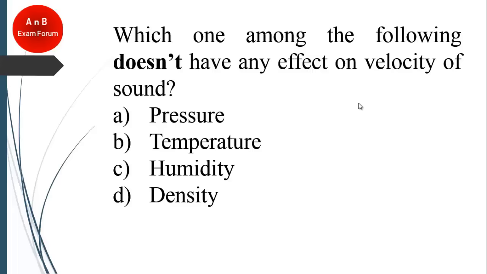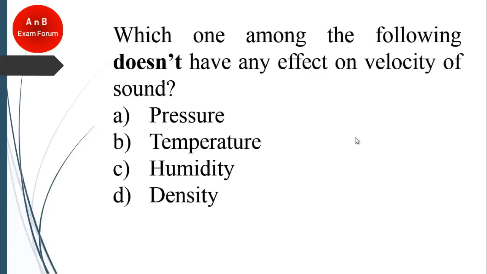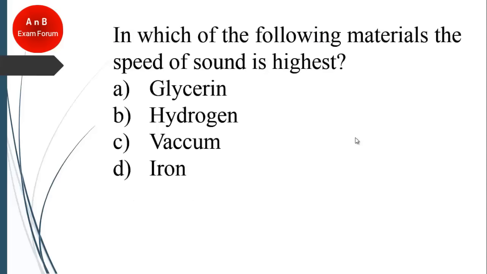If you see that half rho v square, okay, that atmosphere, it depends upon density, and density in turn depends upon temperature and pressure. So the correct option is option C, humidity. So humidity does not have any effect on the velocity of sound, right?